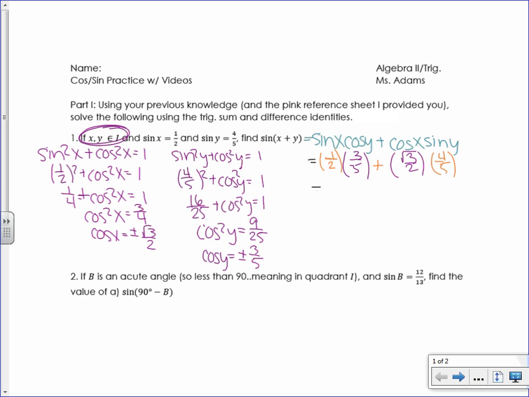Then I can go ahead and multiply. 1 times 3 is 3, 2 times 5 is 10. The square root of 3 times 4 is just 4 times the square root of 3 over 10. Common denominator, so let's smush them all together. Final answer is going to be 3 plus 4 times the square root of 3 all over 10. Boom, baby.